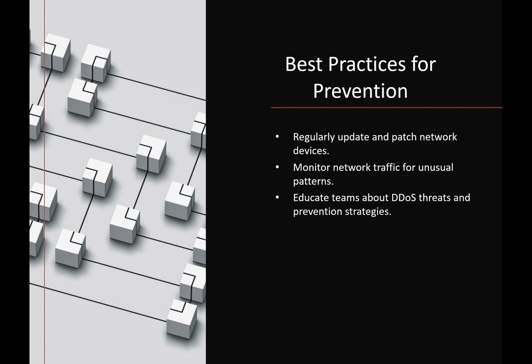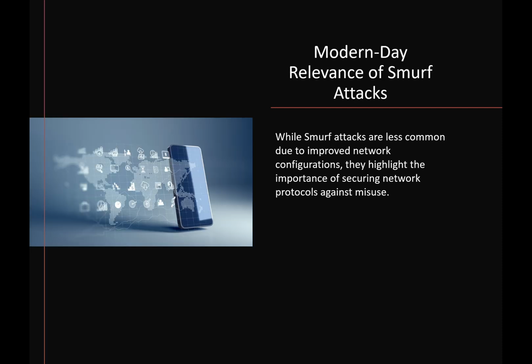Then, modern day relevance of Smurf attacks. While Smurf attacks are less common today, they remain relevant as a case study in securing protocols like ICMP. Modern networks are better configured to block such attacks, but the underlying principles of amplification are still used in other DDoS attacks, such as DNS amplification. By studying Smurf attacks, we learn the importance of securing legacy systems and keeping up with evolving threats.